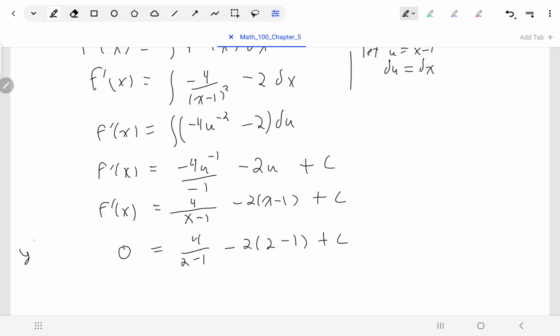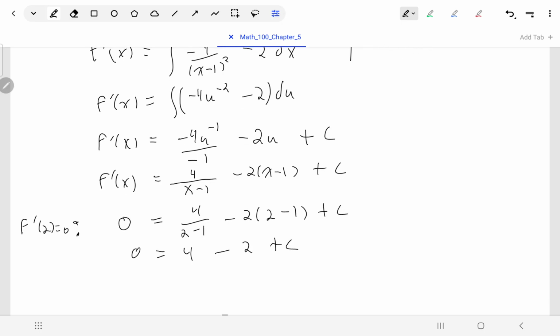So this is using f prime of 2 is equal to 0. And we get 0 is equal to 4 over 2 minus 1, that's 4 over 1. And we have minus 2 times 1, which is 2. And so finally, after I clean things up, I'll find that c is equal to negative 2. And so now we can say, therefore, f prime is 4 over x minus 1 minus 2 times x minus 1 minus 2. We could clean this up a little bit further, of course, right?